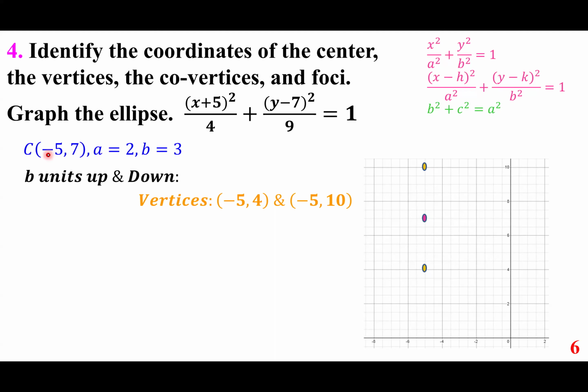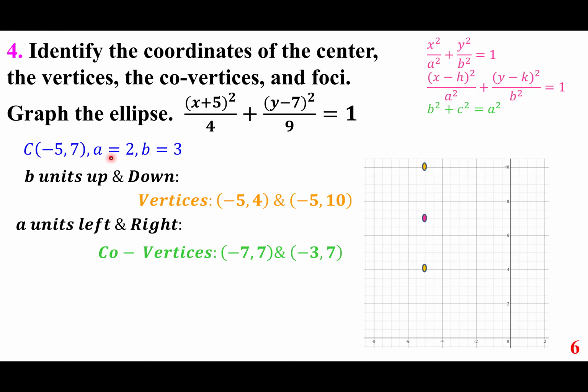Going back to the center, we are going to go A units left and right. A is 2. So we want to go 2 units to the left: minus 5 becomes minus 7. My apologies, you subtract to go to the left, and you add to go to the right, so it becomes negative 3, 7. So minus 7, 7 and negative 3, 7. So go to the left and right by A units. Of course, that's the graph, by the way.